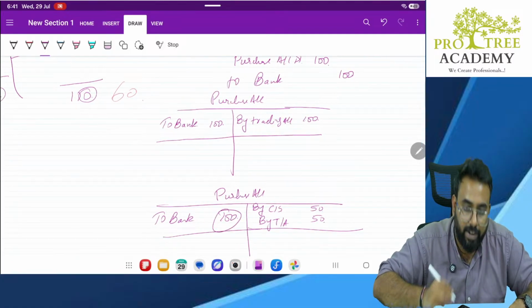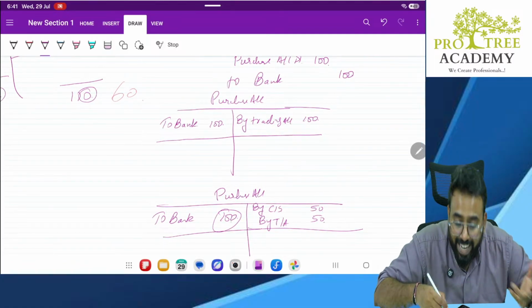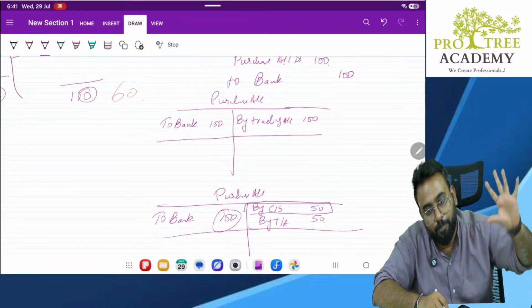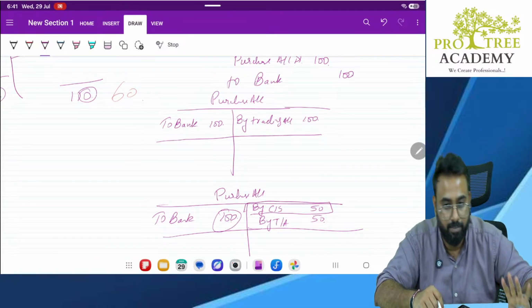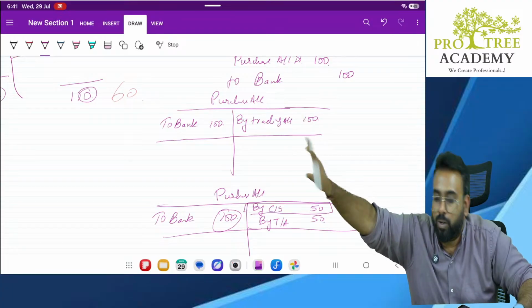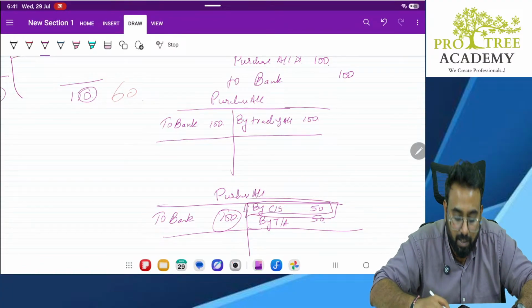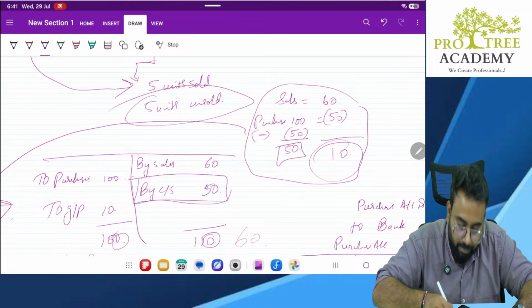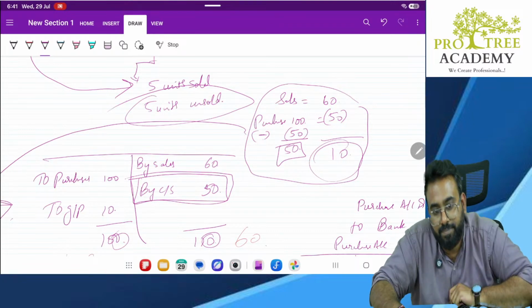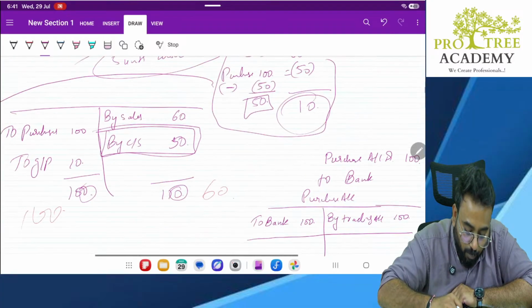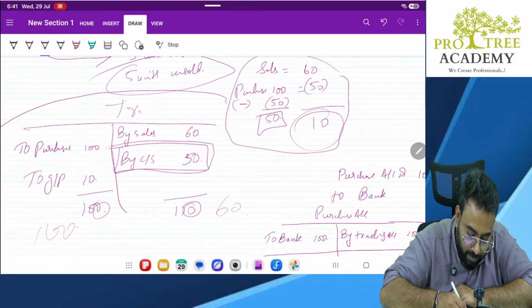Here also 100. Now what I did here, I showed closing stock here. Why? Sir, because out of purchases only some stock is remaining, sir. I want to move that amount to stock. Okay, fine. You moved it here. Correct? Instead of moving it in the purchases account, I am moving it in the trading account.